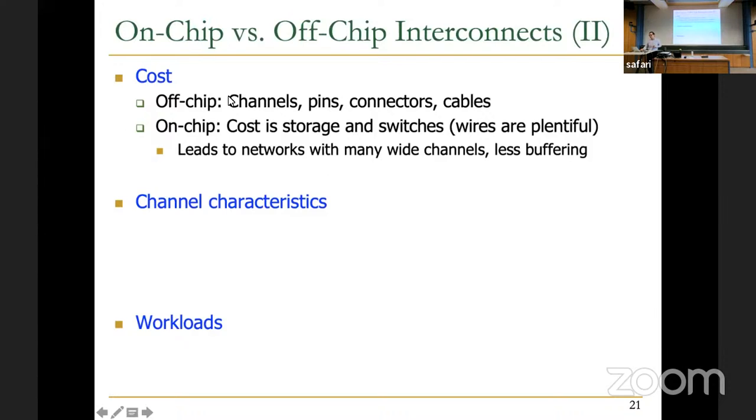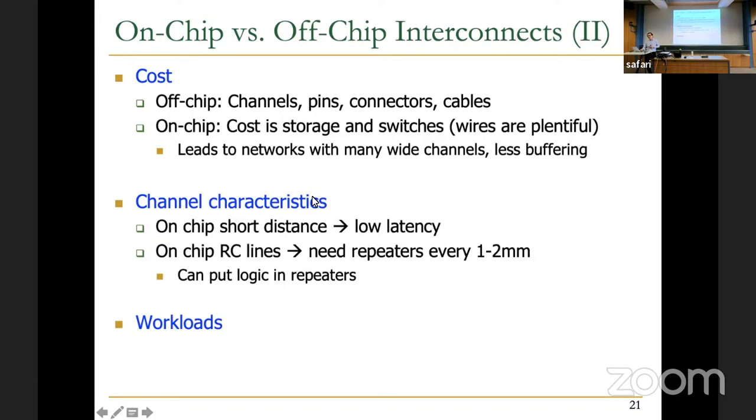So cost, if you look at off-chip, in general, cost is about pins, connectors, cables, and channels. Whereas on-chip, it's really about storage, buffering, and switches. Wires are, in general, plentiful. So this leads to networks with many wide channels on-chip and less buffering. And we're going to talk about this buffering a little bit more.